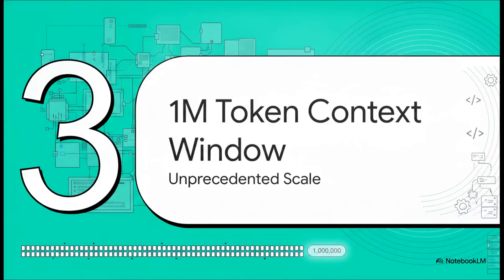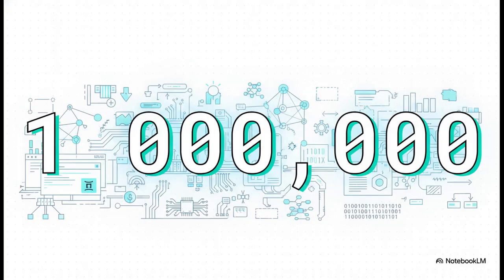All right, Section 3, the 1 million token context window, unprecedented scale. 1 million. I just want to let that massive number sink in for a second.